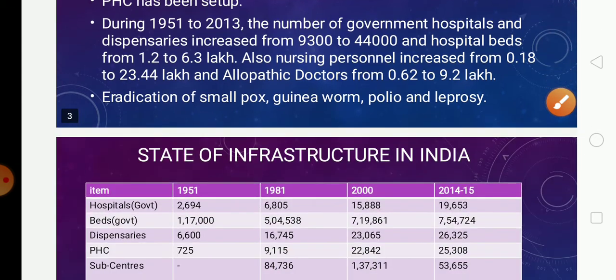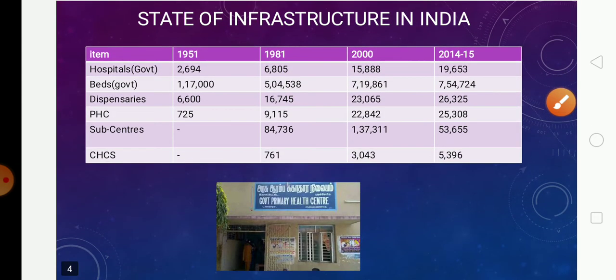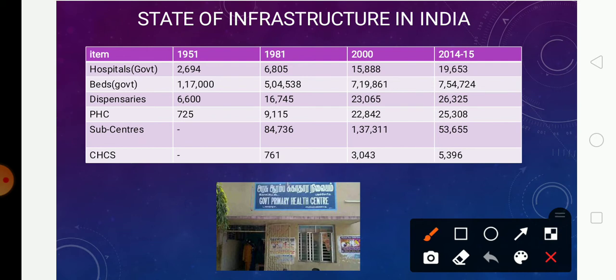And next we can have another example by giving a table, that is the state of health infrastructure in our country. So hospitals, you can observe from 1951 it was just 2,694 hospitals. Gradually it has increased, and in 2014-15 it has increased to 19,653 hospitals in our country. And bed facilities, from 1,17,000 to 7,54,724 bed facilities in the 2015 statistics.